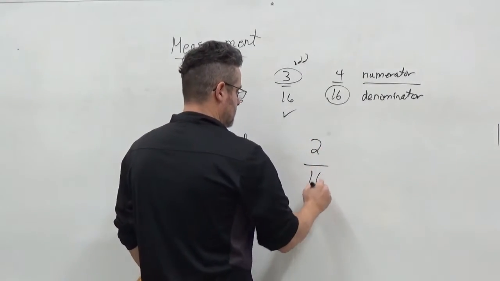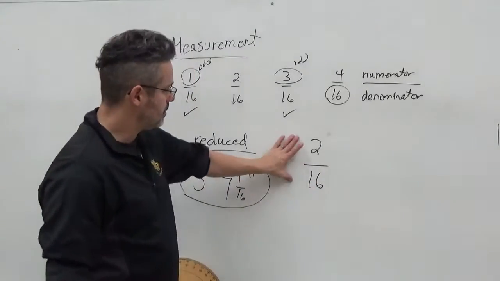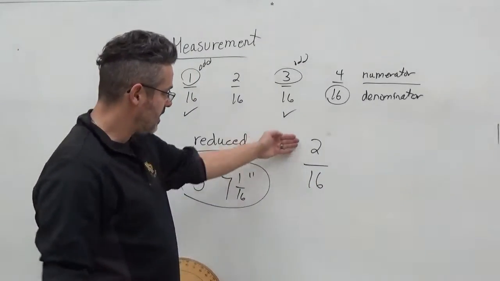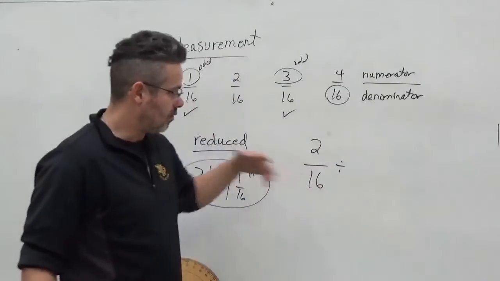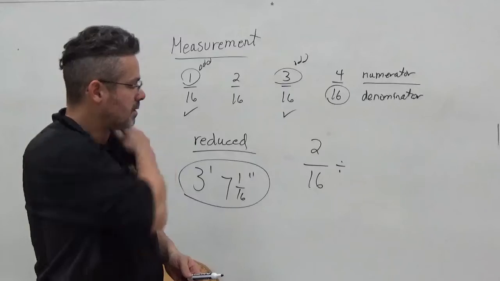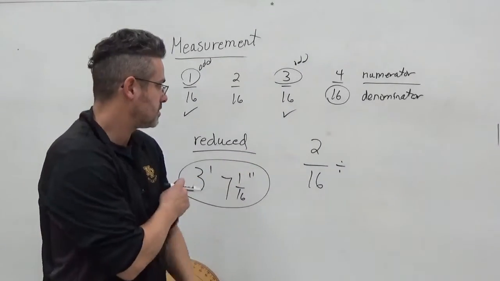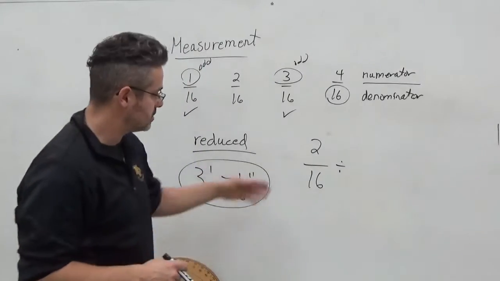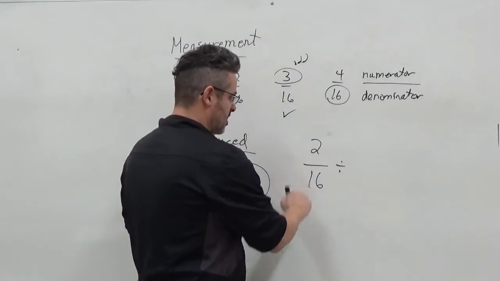So 2 over 16. Now, let's think back to how we reduce fractions. Okay, so we reduce fractions by dividing both numerator and denominator by a single number. Okay, one number. And this is the part you got to be able to come up with on your own. What number goes into both of these? So factors of 2 and 16. What's a common factor? Well, 2 is a common factor.